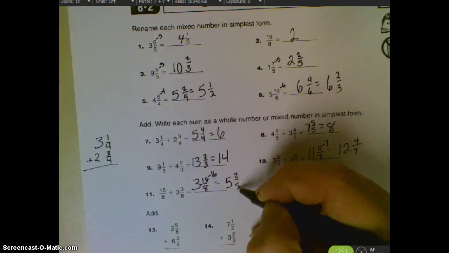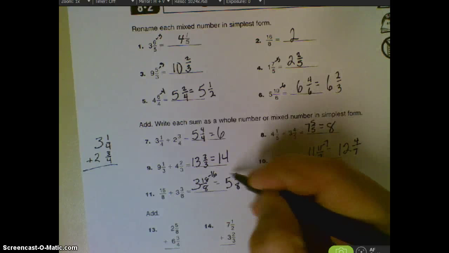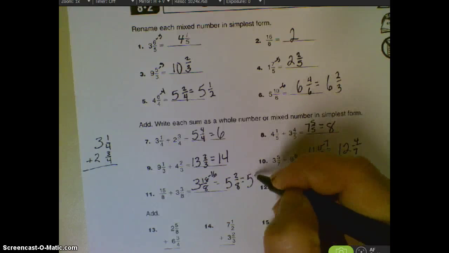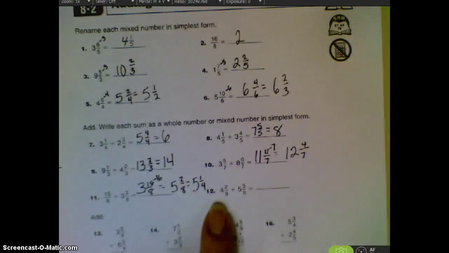5 and 2/8, which can be reduced to 5, and if I divide both of those by 2, I get 1/4. So 5 and 1/4, a lot of steps on that one.